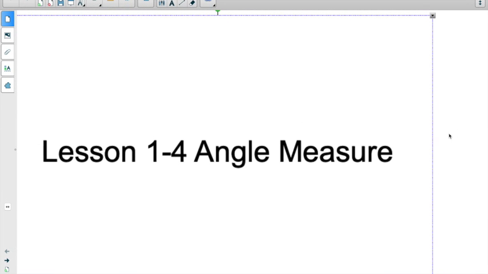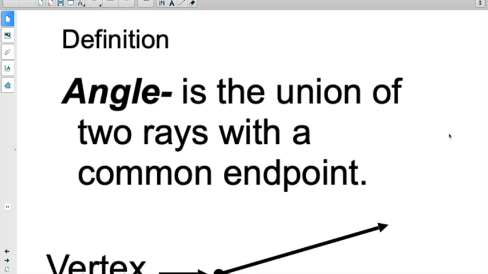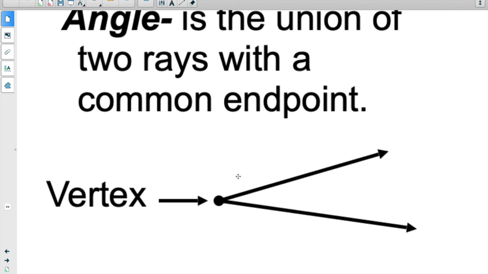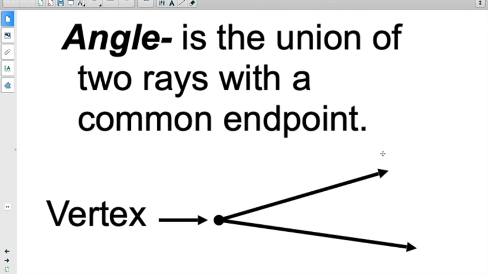We're going to look at angle measures. We're going to talk about describing angle measures and what makes up an angle. First off, what is an angle? An angle is a union of two rays with a common endpoint. So here you have an angle where the two rays come together, where they join together, would be called the vertex of the angle.